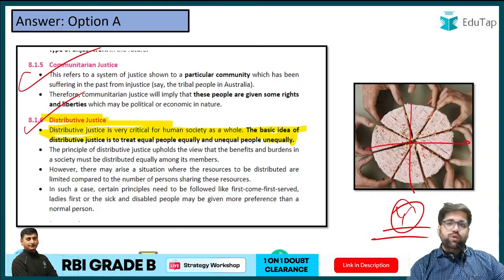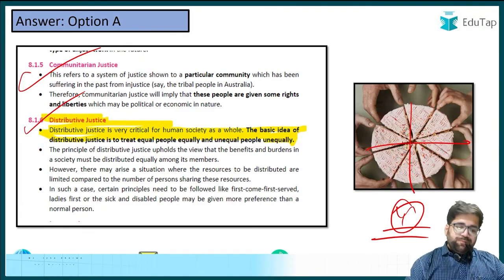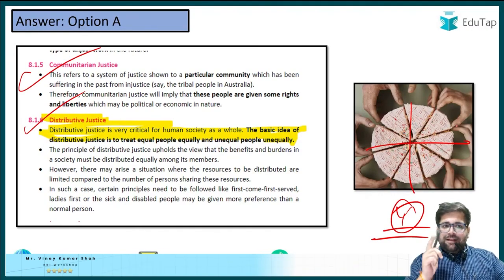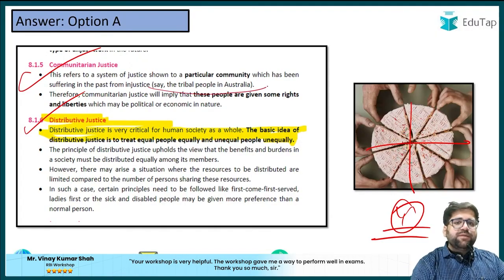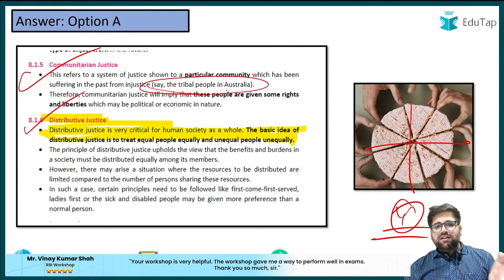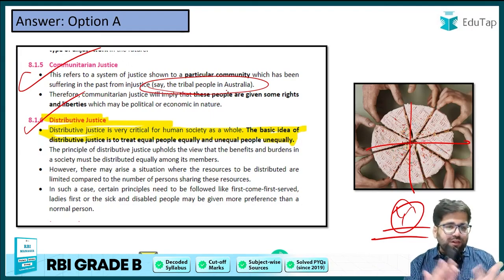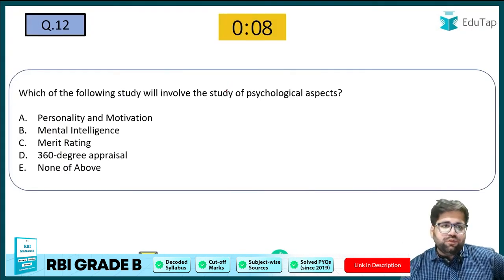Divide your cake equally, as simple as that. So now let's move on. I would also say there is a very good example given in your concept notes, about tribal people in Australia, and the particular type of justice they give. All the examples are also covered in your concept notes.